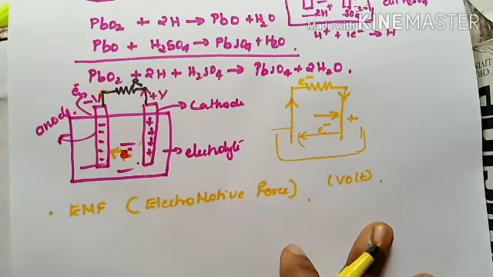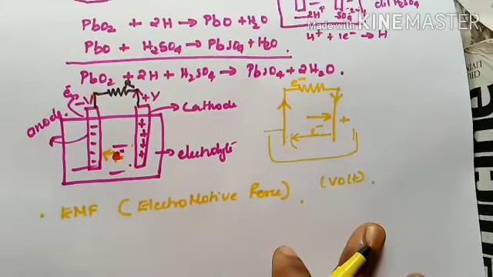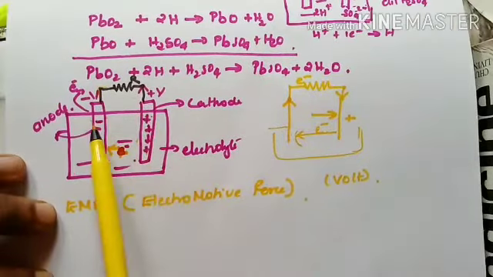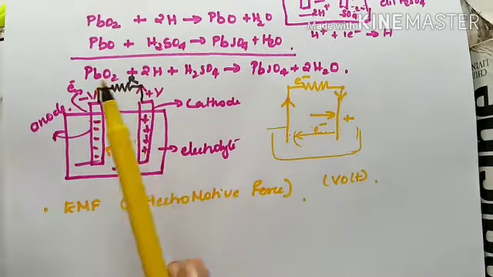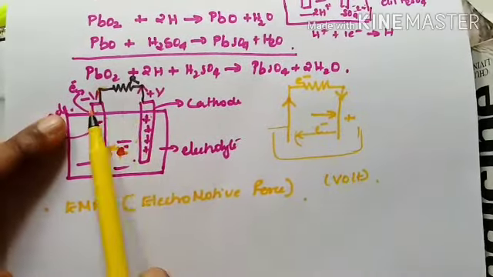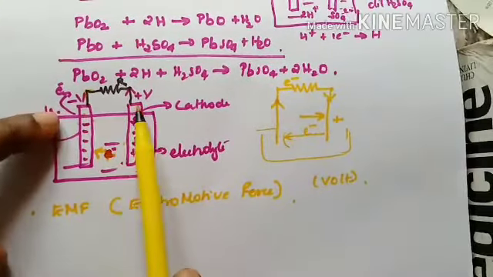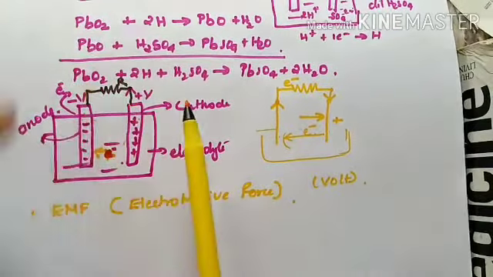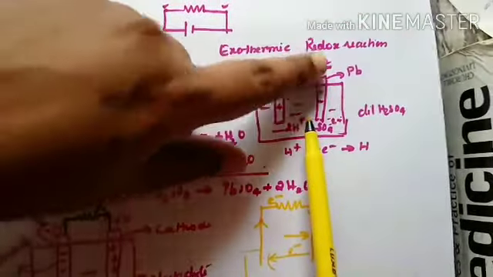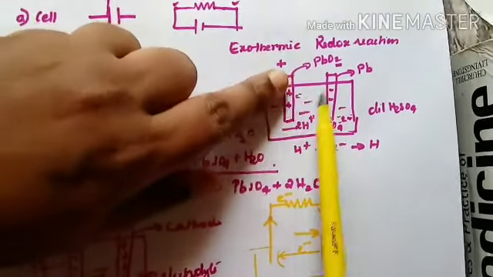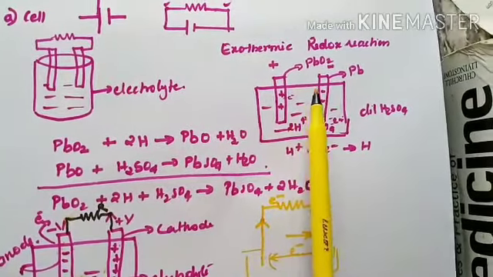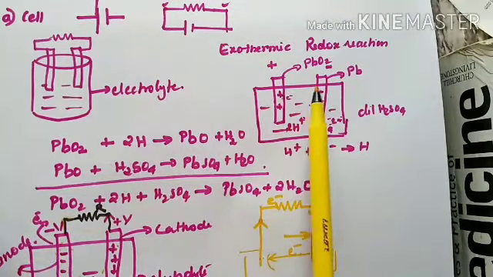So what is the definition of EMF? It is the potential difference between two terminals of a cell when no current is flowing. So here, when I remove the external circuit, there is no external circuit and no resistance. There is a potential difference between these two terminals, and that potential difference is said to be the EMF.